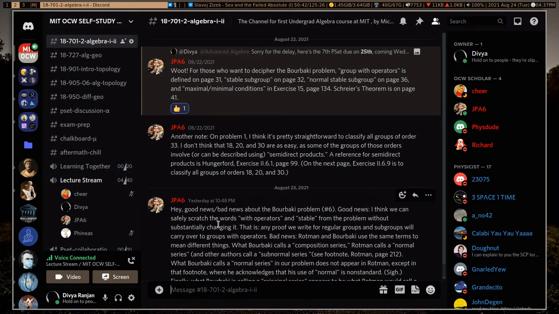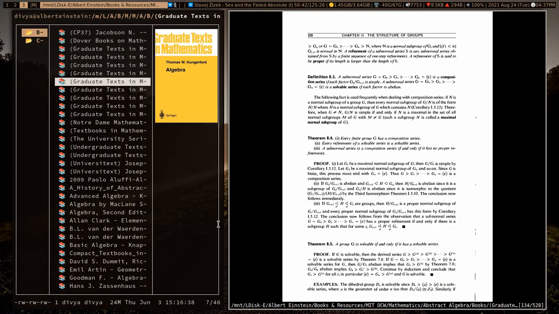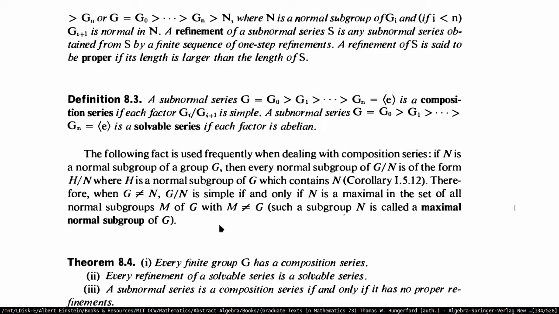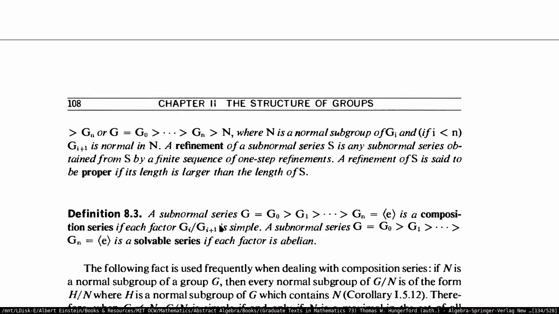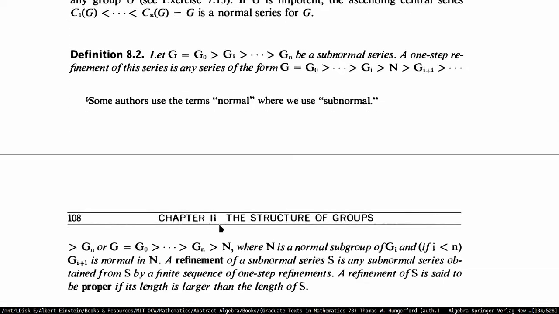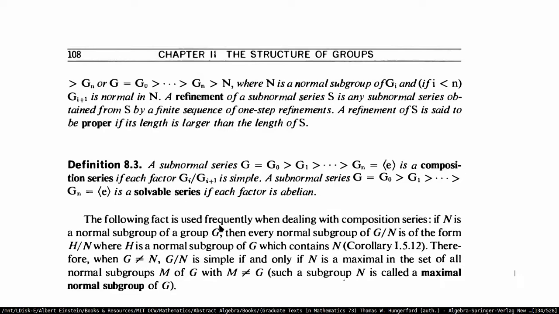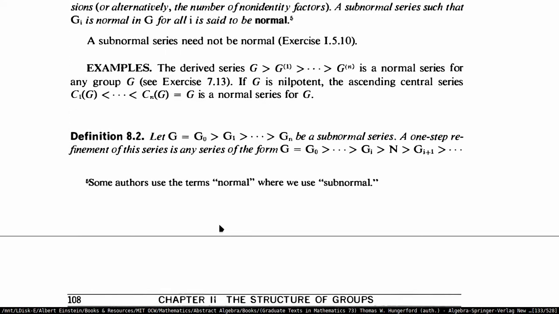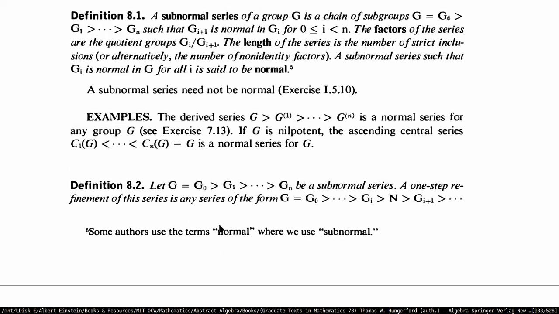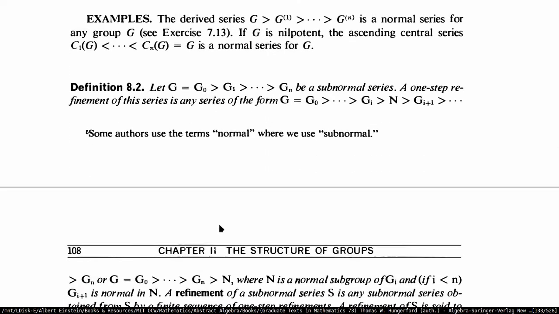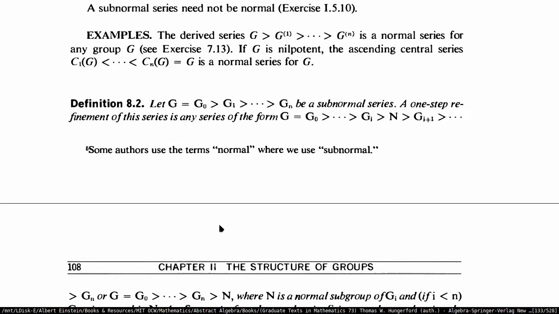So, what Rotman calls a normal series is what Hungerford calls a subnormal series. Really? Wait, you have the composition series? Right. And composition series is if the factor groups are simple, right. That agrees with Rotman, I think. So Hungerford centers everything around subnormal, Rotman everything around normal. And he has a footnote, right? Some authors use the term normal where we use subnormal.